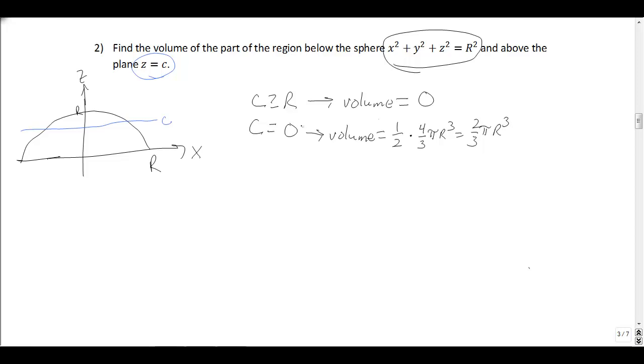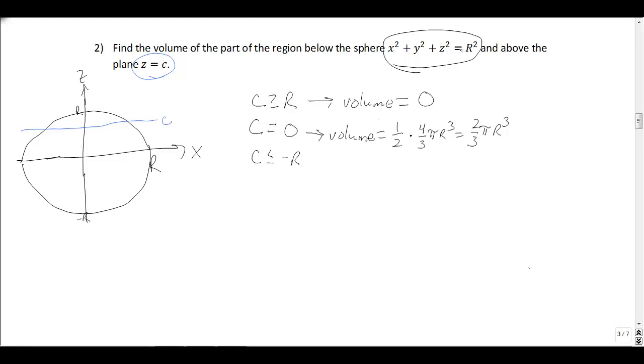Now, if c was negative, that's possible. Let's do another one before I do that. Let's suppose c is less than or equal to negative r. So somewhere down below here, if I complete my circle, there's a z is negative r. And if that blue line got below this, let's think about that. I'm going to get below the sphere.